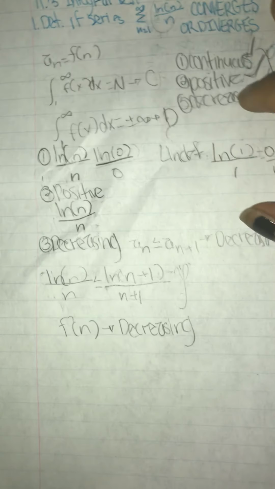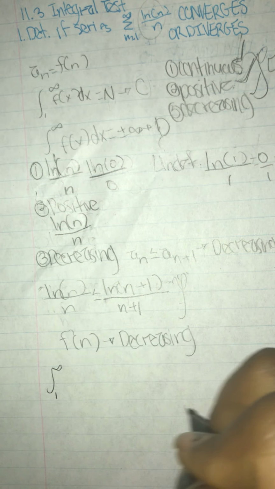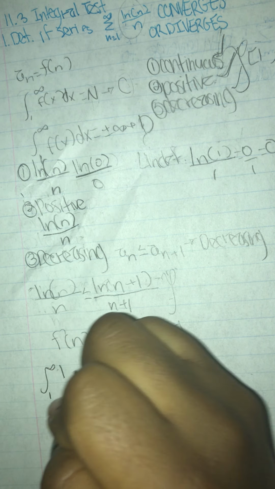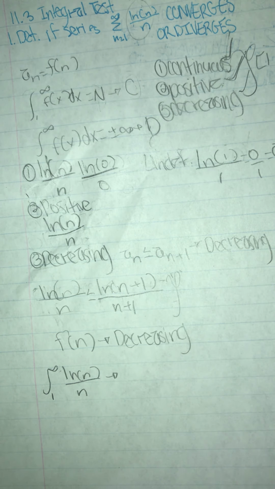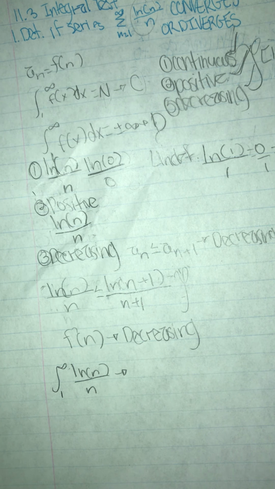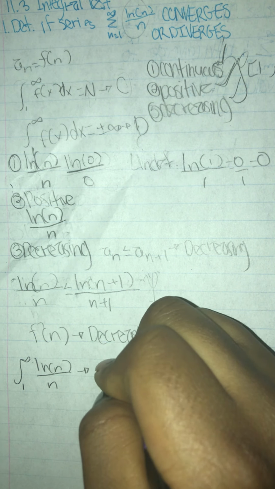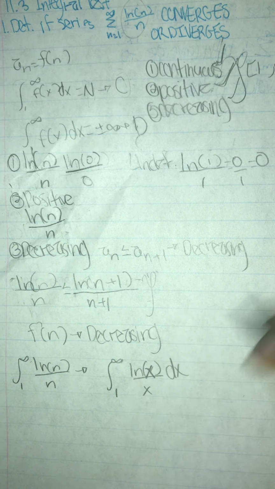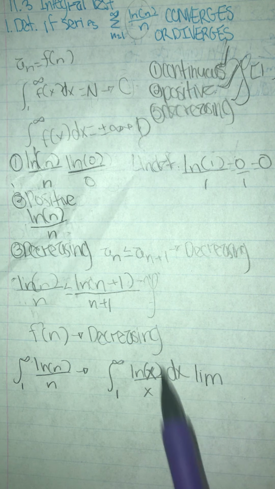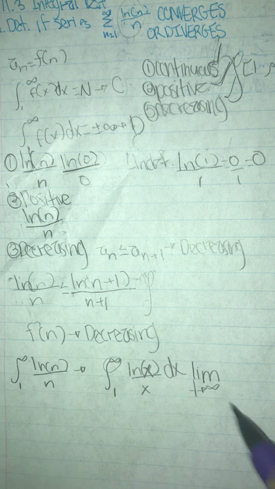So we have the integral from 1 to infinity of natural log of n over n. Whenever we have integrals, we use x, just for the sake of being organized here. So you have the integral from 1 to infinity of natural log of x over x dx. Now, wherever you see an infinity sign, replace it with a t. And so we're using improper integral methods here.